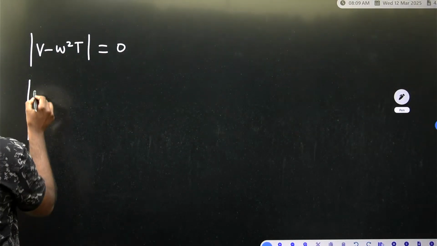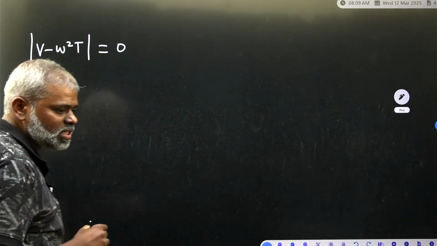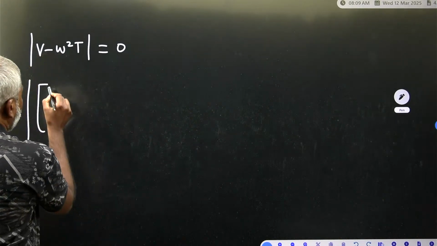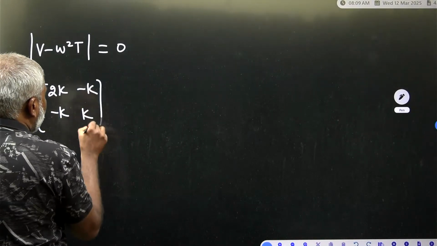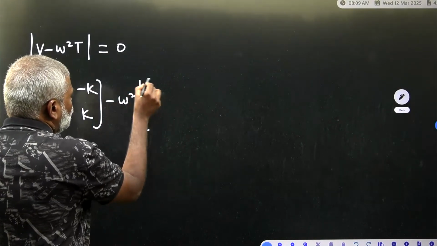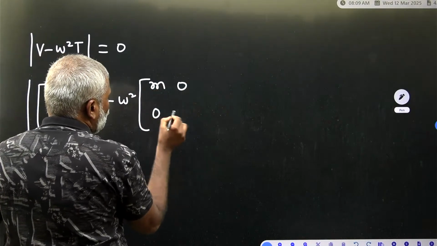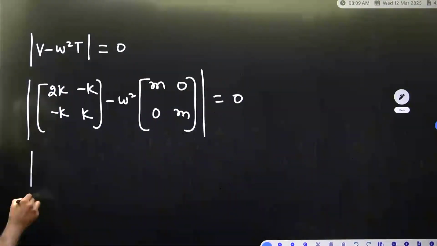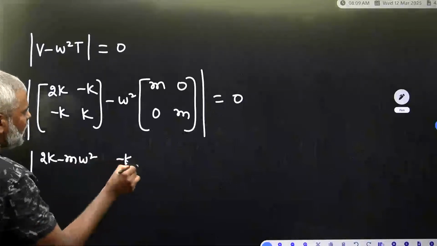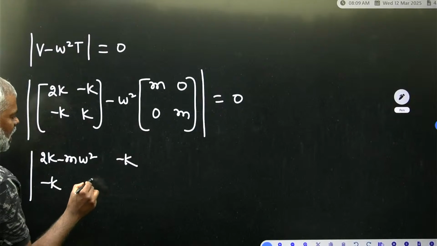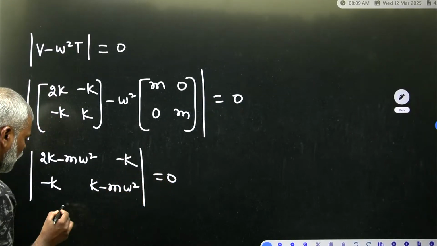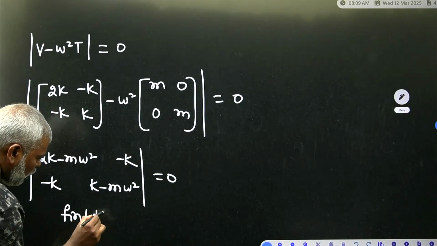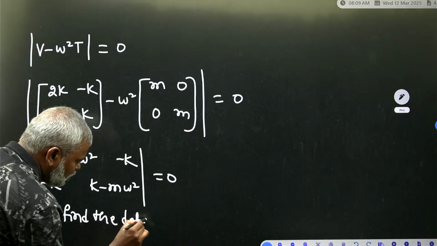Now we know our matrices. V is equal to 2k minus k, minus k k, and T is m 0, 0 m. So the modulus of 2k minus m omega square, minus k, minus k, k minus m omega square is equal to 0. Now find the determinant and simplify.